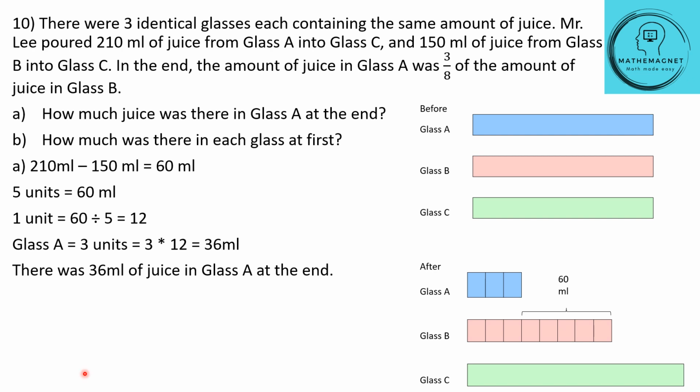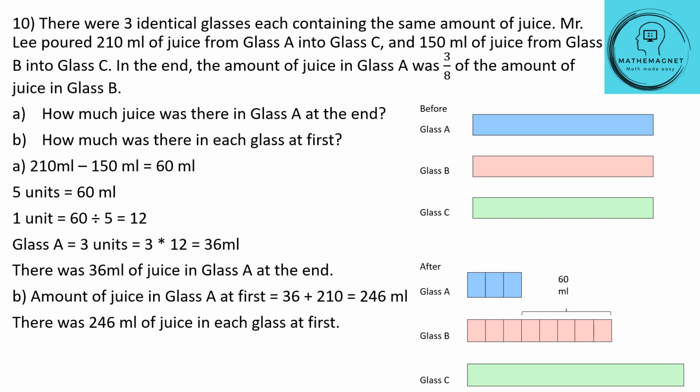Now how much was there in each glass at first? Now we know at the end there was 36 ml of juice in glass A. Now we know that from glass A 210 ml was removed. So it becomes 36 plus 210, which is equal to 246 ml. And we know all the 3 glasses had equal amount of juice, which means glass A equals glass B equals glass C, which is 246 ml. So there was 246 ml of juice in each glass at first.